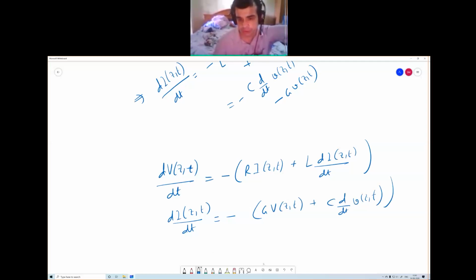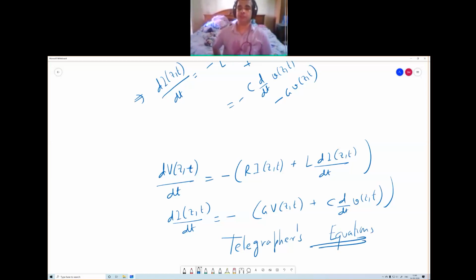These equations are called telegrapher's equations. Are they fine? Are they okay? Is it okay?